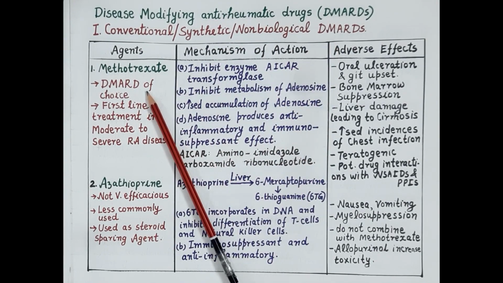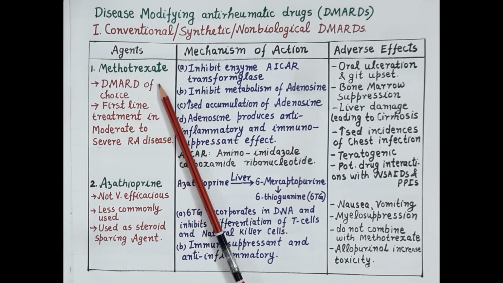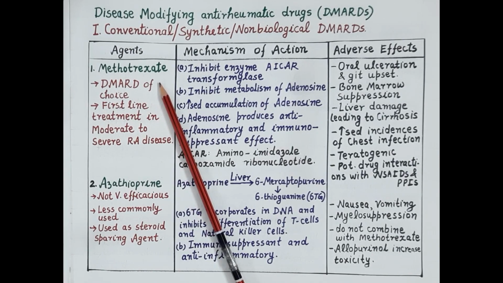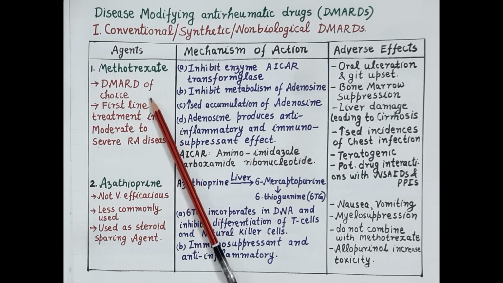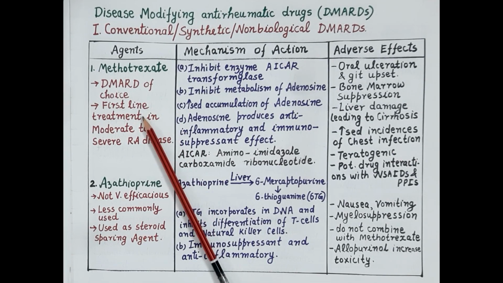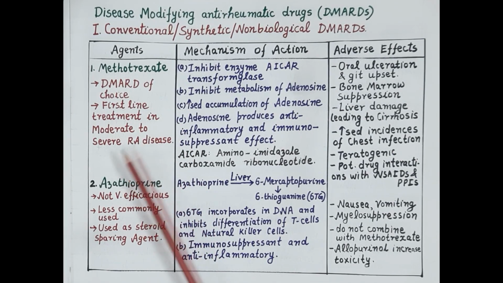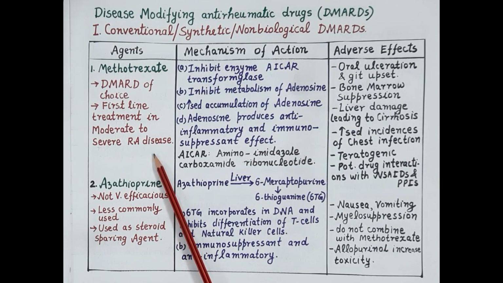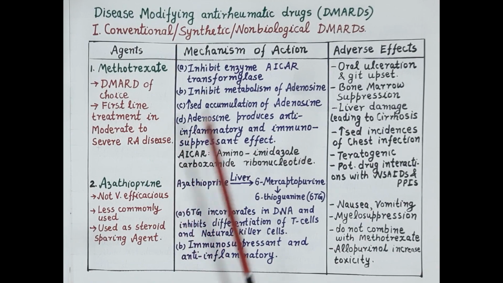The first drug is methotrexate. Methotrexate is anti-inflammatory and immunosuppressant, and it is the DMARD of choice. It is a first-line drug in the treatment of moderate to severe rheumatoid arthritis disease. Now let's study its mechanism of action.